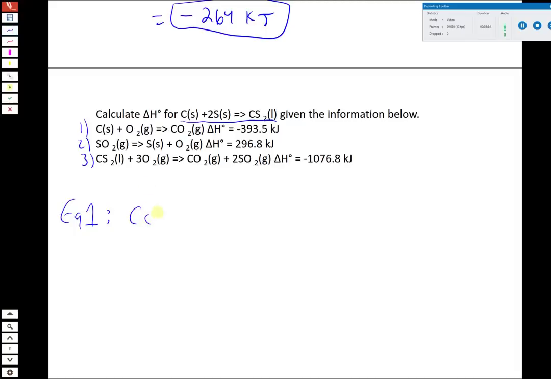I'll leave out the states of matter here. They don't really matter in this case. So we have carbon plus O2 going to CO2. This is the formation equation for CO2 as it turns out. And delta H for this is equal to just the unmodified first delta H, which is minus 393.5.